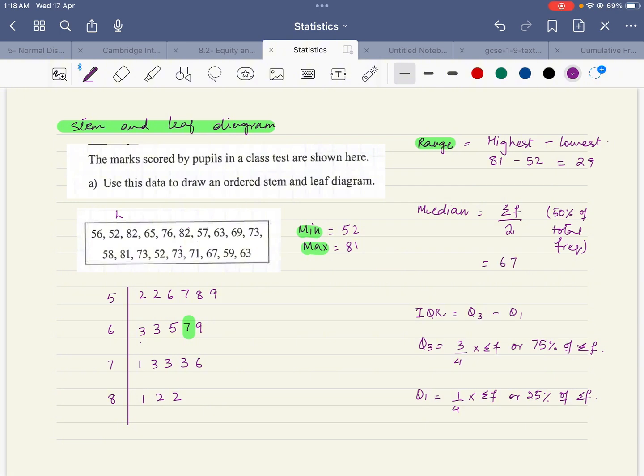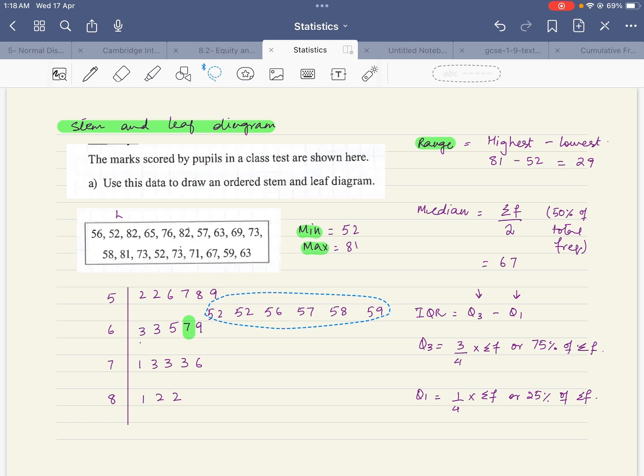Median is 67. Then we have to find out interquartile range, which is Q3 minus Q1. Interquartile range means the data is divided into 4 parts. First quartile or Q1 is 25% of the data. You can look at it like this: 52, 52, 56, 57, 58, 59, and then all the other numbers before 7.